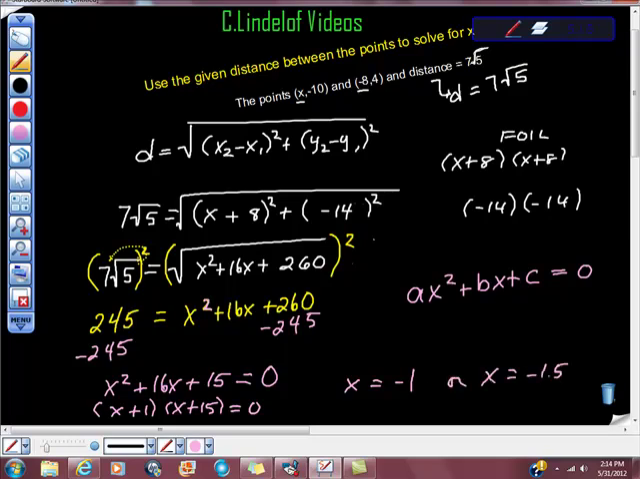And somebody's out there going, that's not possible because distance can't be negative. These are not distances. These are possible x values.